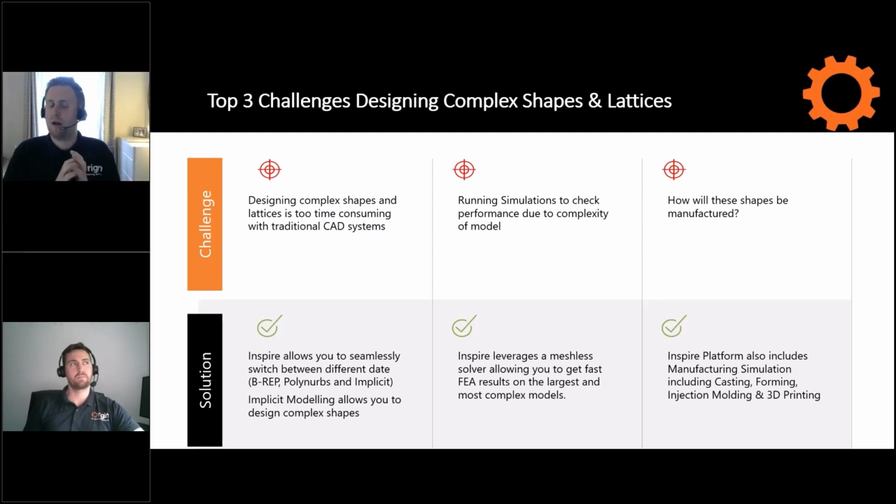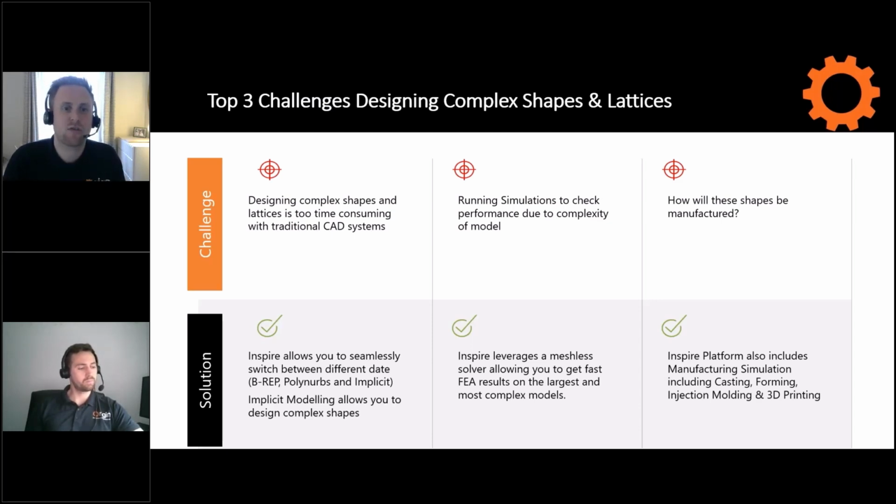Traditional CAD systems are great for more prismatic mechanical shapes, but sometimes different tools are better for more organic shapes and lattice structures. So with the Altair Inspire platform, we're able to seamlessly convert and transition between different data types, including polyNURBS and implicit, to easily create these shapes. And that's something that Tim will show you live, and hopefully give you a better understanding of that.